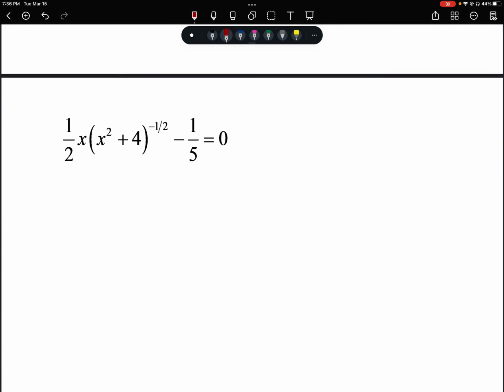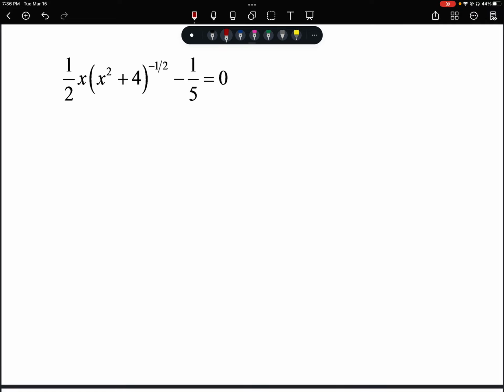Let's move on. So next one we have 1/2 x times the quantity of x squared plus 4 raised to the negative 1/2 power minus 1/5 equals 0. So when we ask ourselves that question, what makes this one look complicated? There might be a couple things. If we look at it here, we have this negative 1/2 power, and then we also have the fractions in it. So we can take the time here to get rid of some of this stuff.